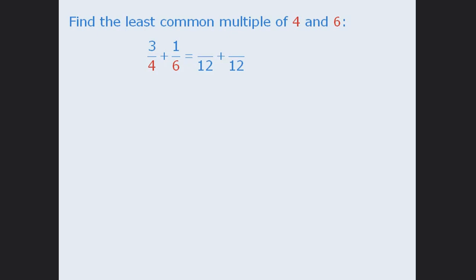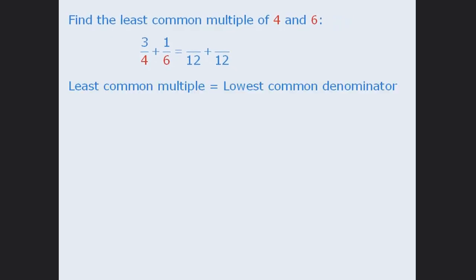However, in situations involving fractions, it is usually referred to as the lowest common denominator of 4 and 6. Just remember that both terms mean the same thing. So once we have the lowest common denominator, we can create two equivalent fractions and then combine them.